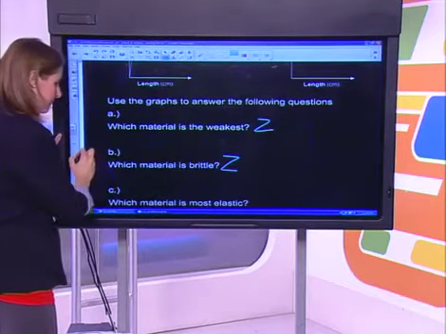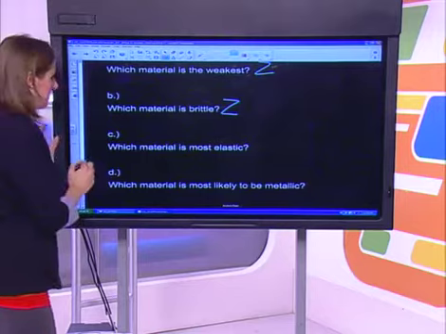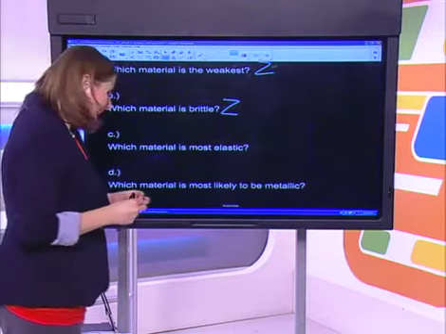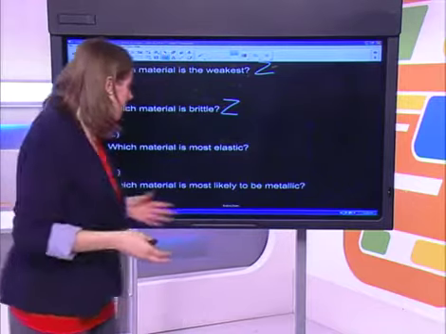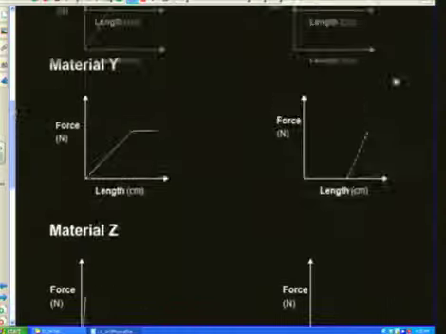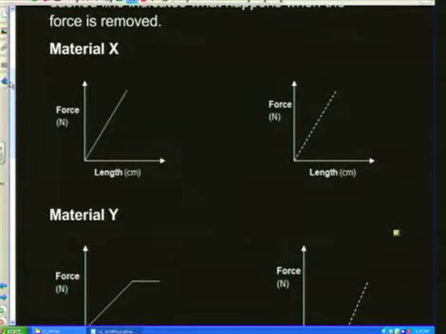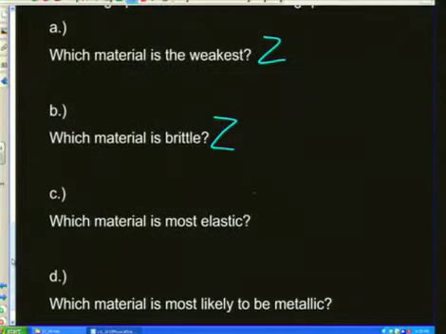Which material is the most elastic? Well, by most elastic, I mean it can stretch and then it can reduce down in size as well. So that must be the first one I had, which is way back here, material X, the first one.